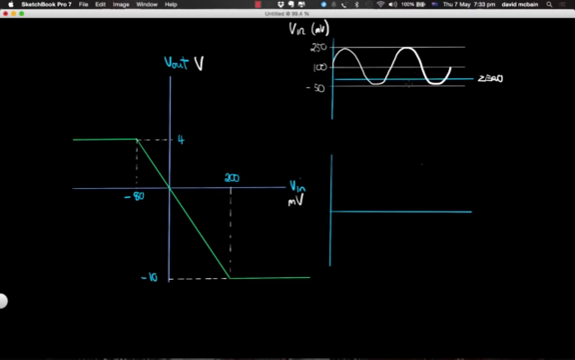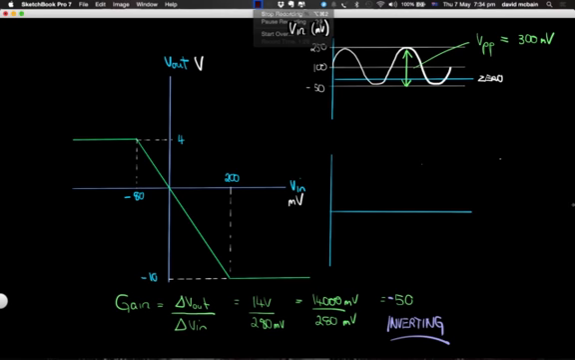Now, what we want to do is see what happens if we put this AC signal into this amplifier. What will the output look like? Now, that's about as challenging as they get, as I said. Okay, so let's have a closer look.